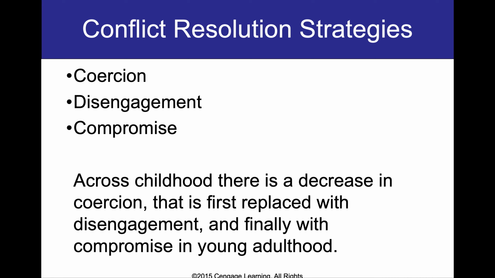So compromising. Across childhood, we see that there is a decrease in coercion. That is first replaced with disengagement, and then finally we begin to compromise in young adulthood. And you can even practice that little compromise with your middle school children. They can compromise. They can comprehend that a little bit. If we do what the teacher says on Monday, Tuesday, Wednesday, Thursday, then on Friday she lets us have 30 minutes of free flex time doing whatever learning center games or whatever I want to do.